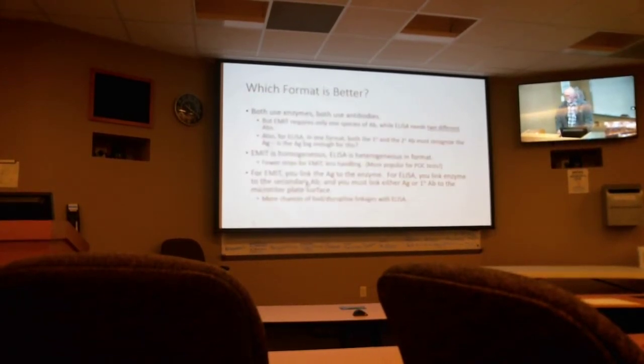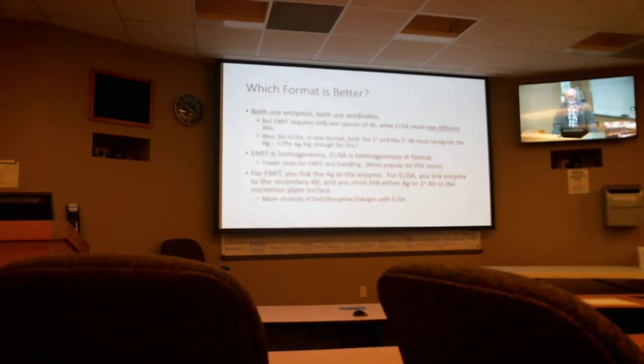Okay, so summary here. Which format's better? Well, both are using enzymes, both use antibodies here, but with EMIT, we can get away with only one species of antibody, and in fact, we can often just use polyclonals there. Whereas the ELISA calls for at least 2 different species of antibody, and usually they're monoclonals.